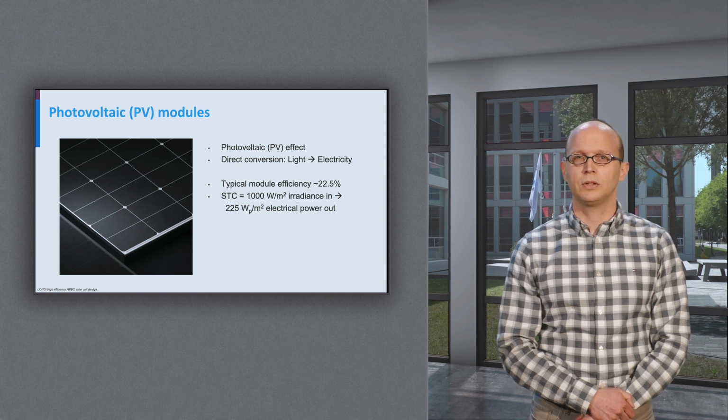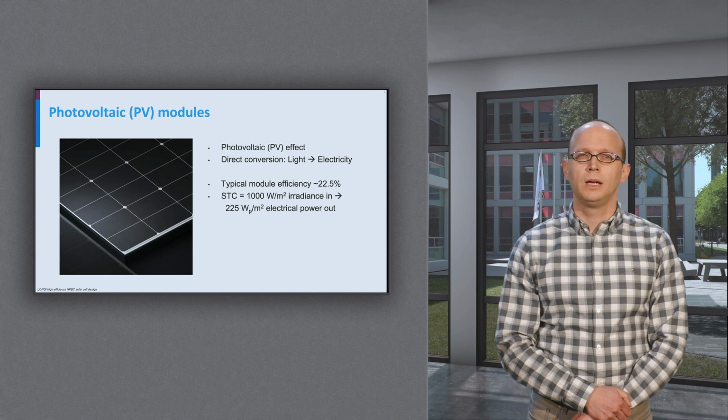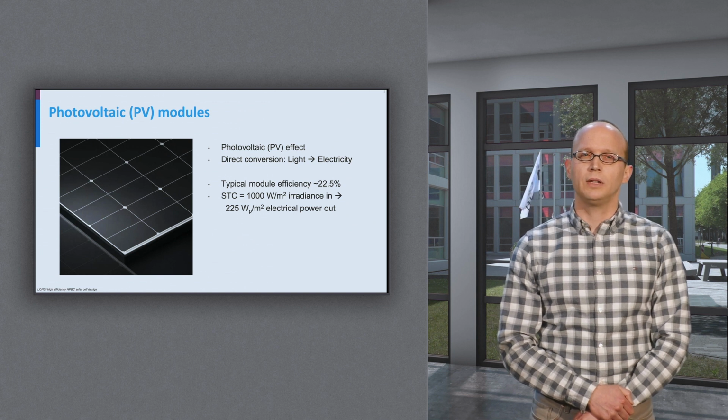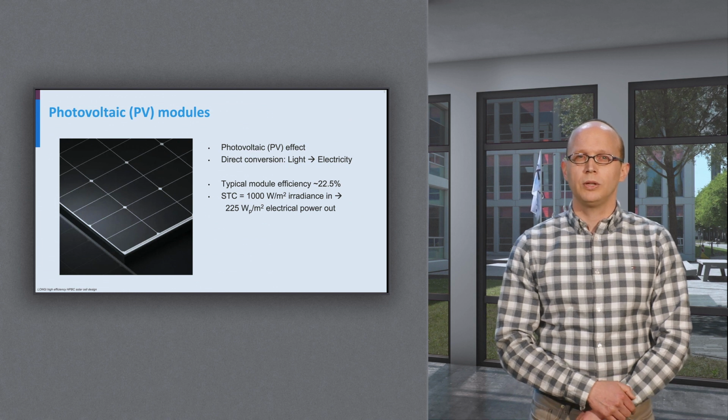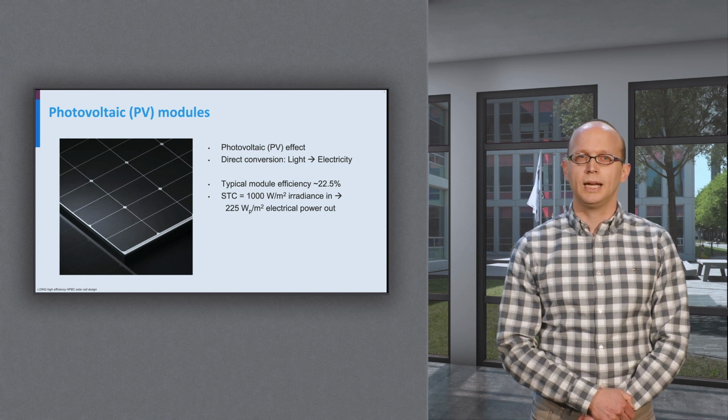at an irradiance of 1000 watt per square meter. In that case, the PV module will have an electrical power output of 225 watt per square meter. We call this the peak power in watt peak, indicated with subscript P.